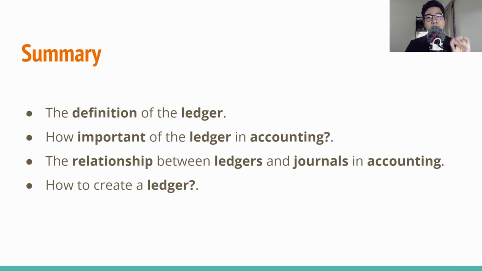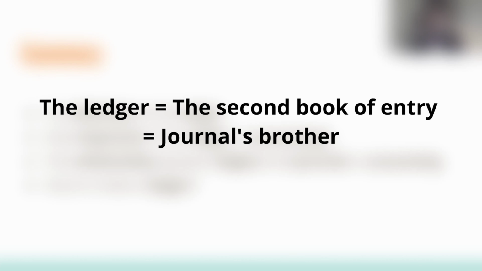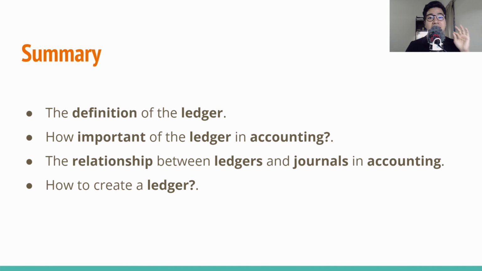To sum up this topic today, firstly, the definition of ledgers and the 2 kinds of ledgers in accounting, which are general ledgers and sub-ledgers. Secondly, the ledger is also well known as the second book of entry. Moreover, I personally named it the journal's brother, which means they go hand in hand. Finally, there are 5 steps to create a ledger using journal information, and that is all.